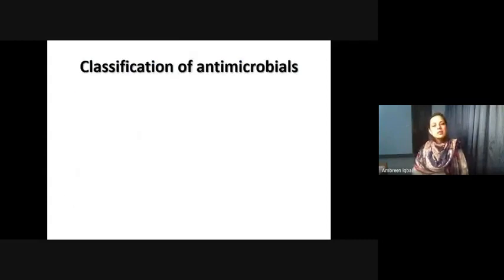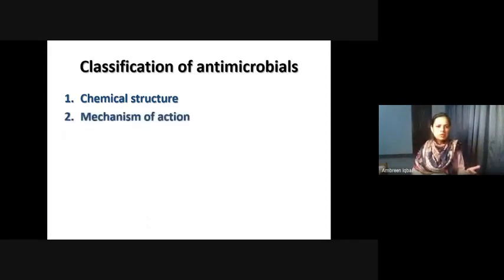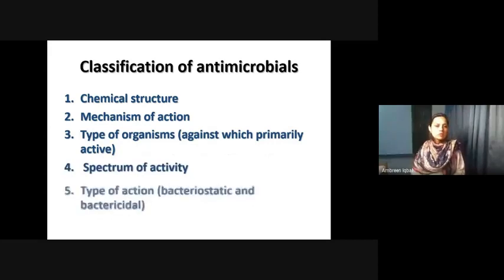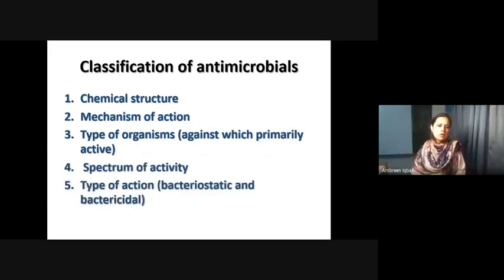The next is classification of antimicrobial agents. You can classify these antimicrobials into different categories on the basis of different points: on the basis of chemical structure, on the basis of mechanism of action, on the basis of the type of organisms against which they are primarily active, on the basis of spectrum of activity, on the basis of type of action, either bacteriostatic or bactericidal, and on the basis of the source of antibiotics. These are the types of classification on which you can classify antibiotics.